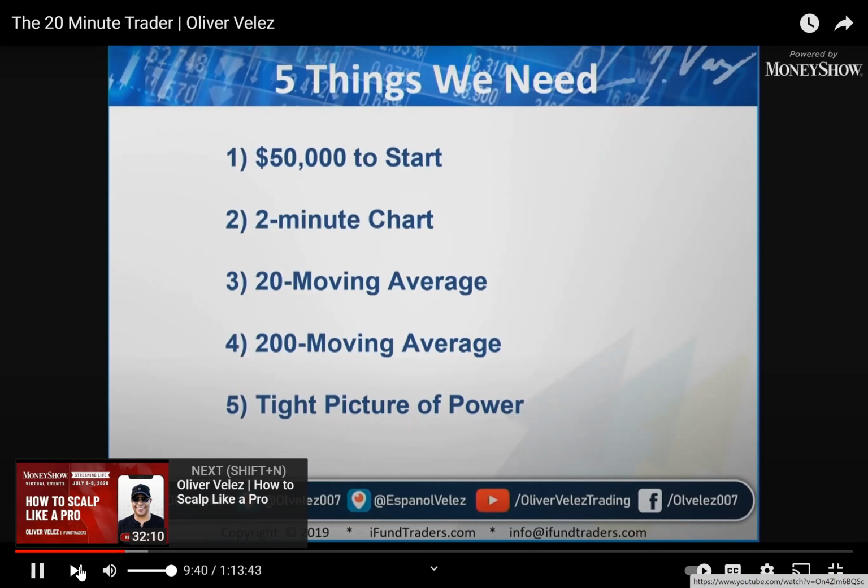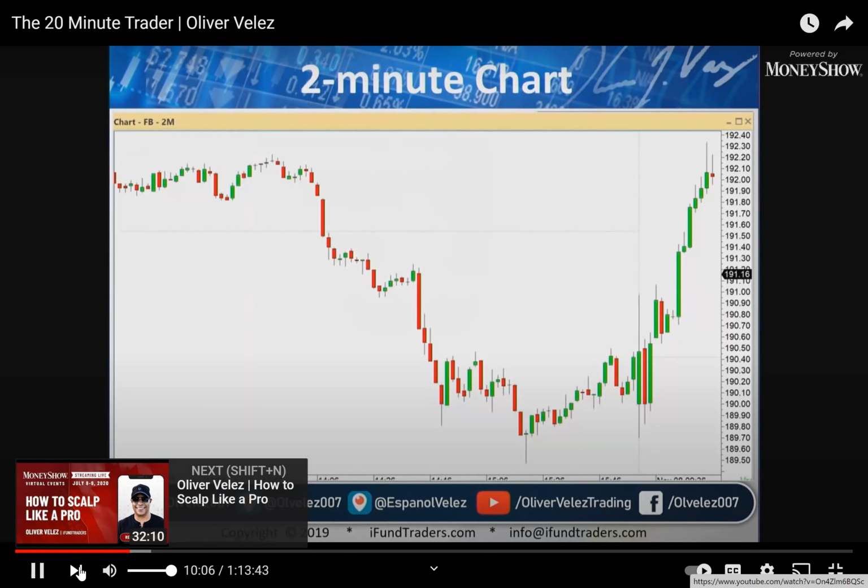Now, here's a 2-minute chart of Facebook. Every bar represents 2 minutes of charts. Obviously, the green bars mean that the stock opened at the bottom of the green and rose to the top of the green. All red bars mean that the stock opened at the top of the red and fell to the bottom of the red, okay? So green bars are up bars, red bars are down bars.